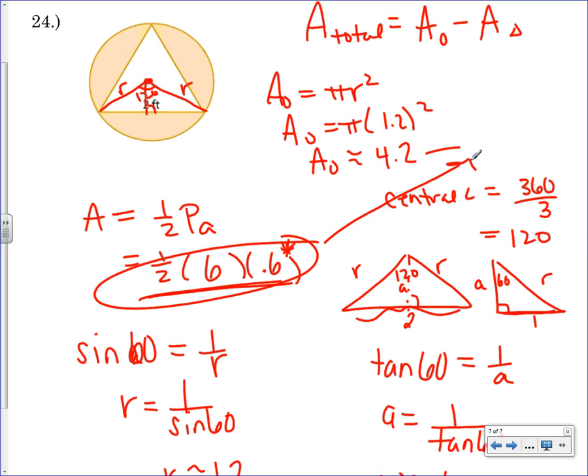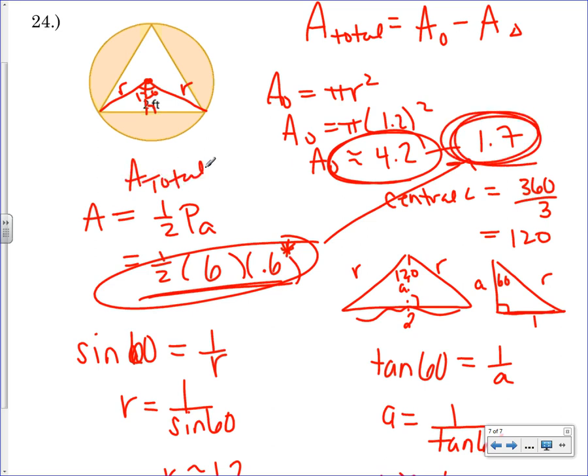Okay? So we should end up getting 1.7-ish, right? So we're going to use the 4.2 stored minus the 1.7 stored, and technically our answer should end up being 2.5 feet squared.